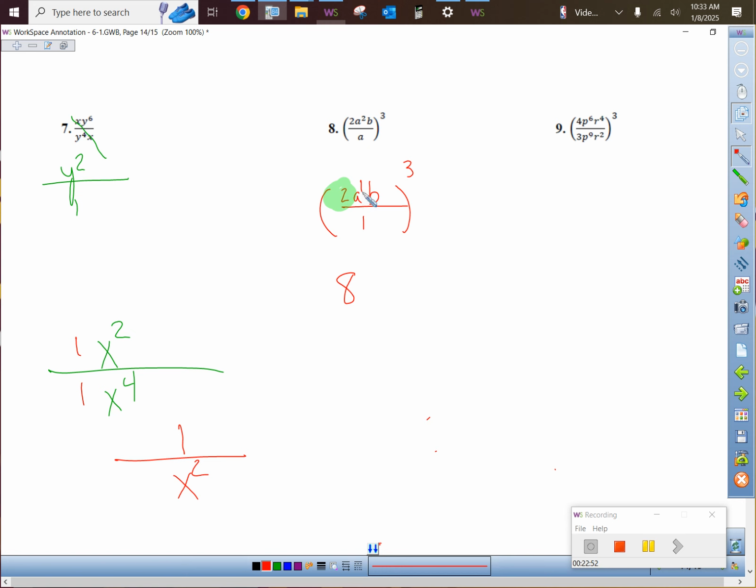A to the 1st to the 3rd is what I got to do next. What should I do with those exponents right there? Multiply them together. So a to the 3rd, and then b to the 1st cubed, b to the 3rd, and then over 1 cubed. 1 cubed is 1. I'm not going to put it, right?